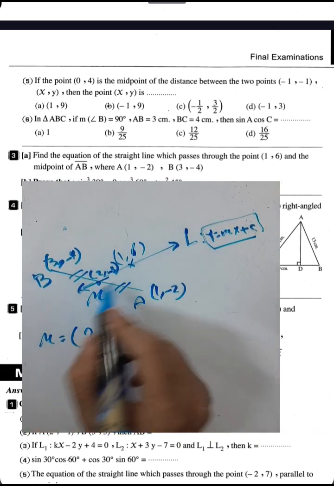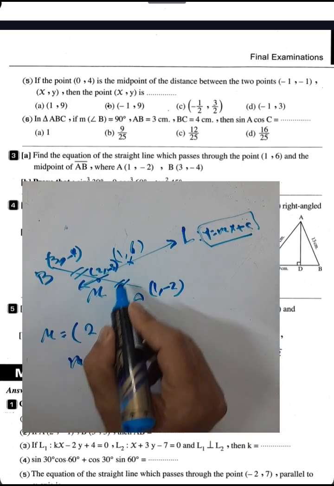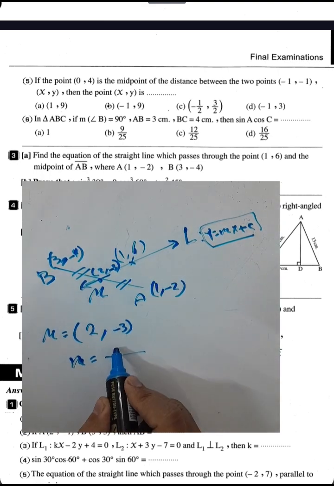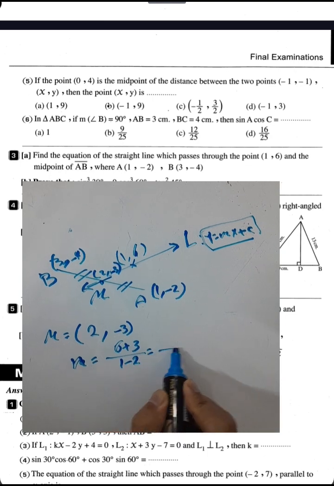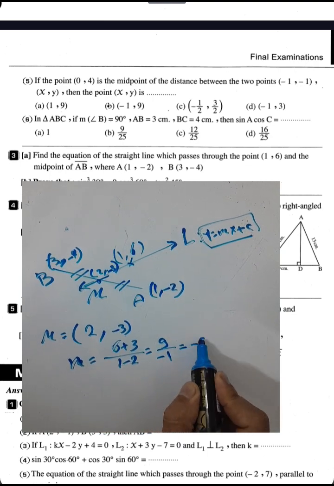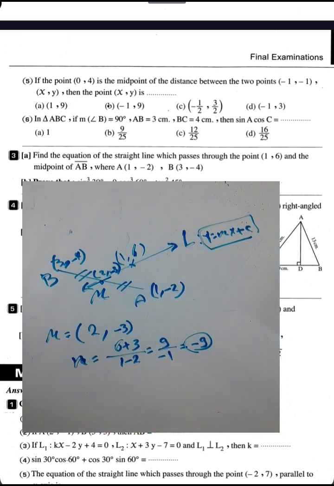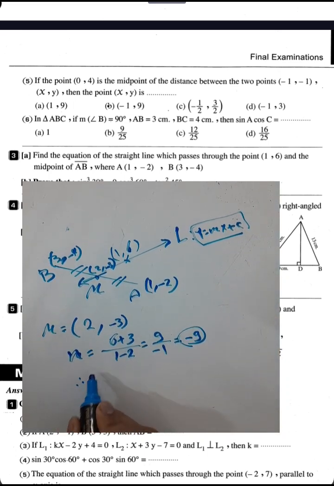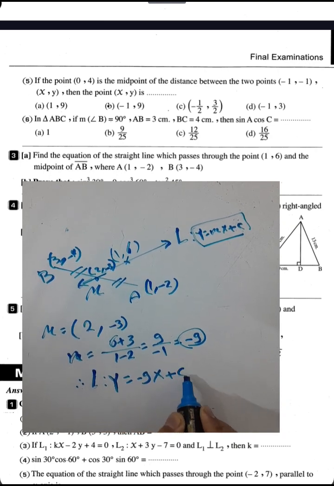We have 2 points here. We can find the slope: 6 minus -3 over 1 minus 2. It will be 6 plus 3 over 1 minus 2, which is 9 over -1. The result will be -9. The slope of this straight line will be -9. Then the equation of L is y equals -9x plus a constant.